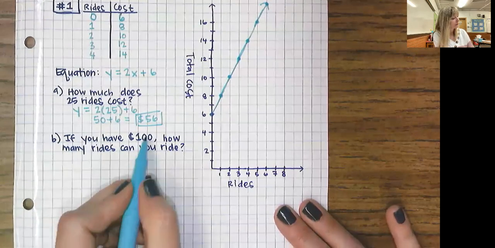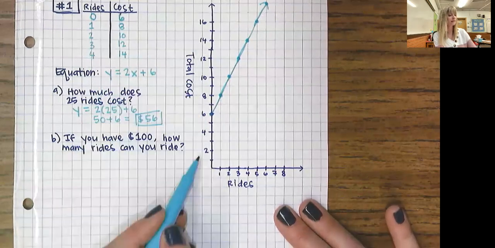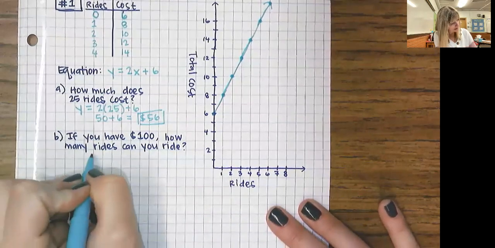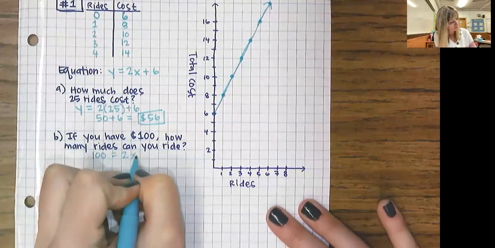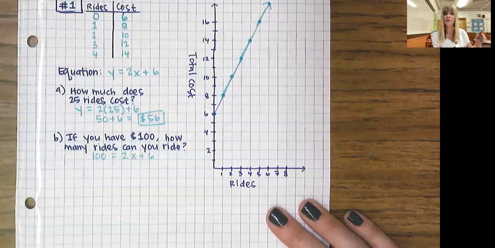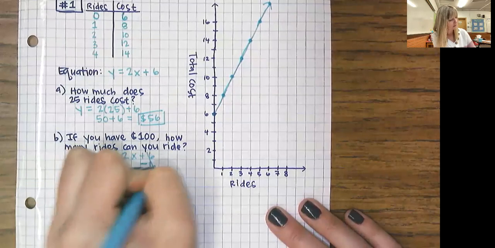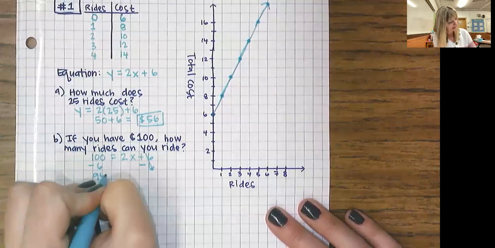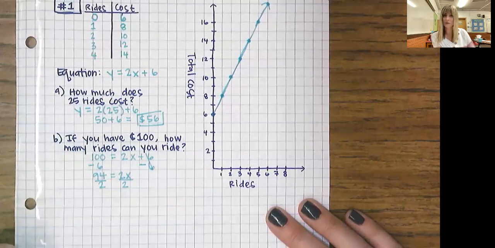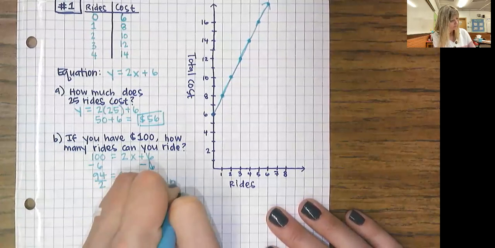So I'm going to plug in $100 for my y value now. How come I'm going to do that? Because dollars is on the y-axis. So here we go. Y is 100. 100 equals 2x plus 6. Oh, I'm going to use inverse operations now to solve for x. So I'm going to go minus 6 on both sides. 100 minus 6 is 94. And now I divide by 2. See, I'm just using inverse operations. And 94 divided by 2 is 47 rides.